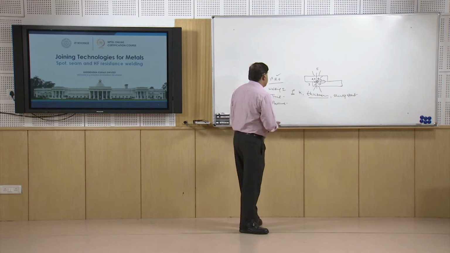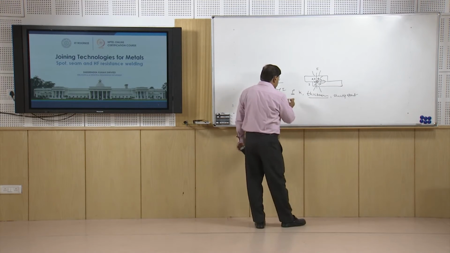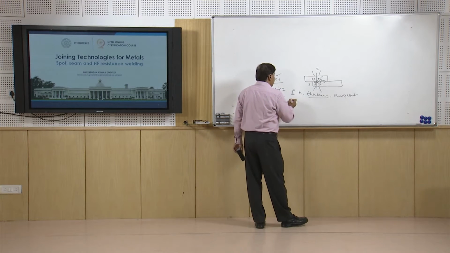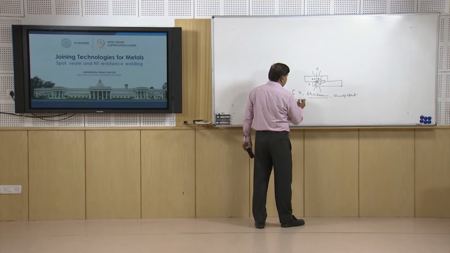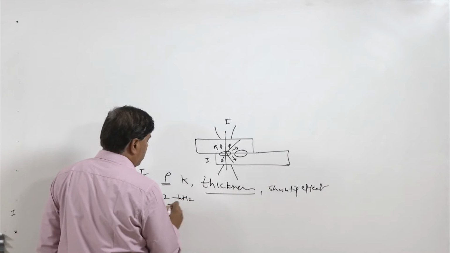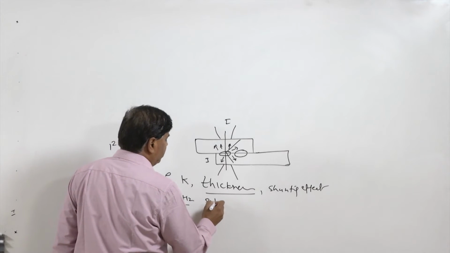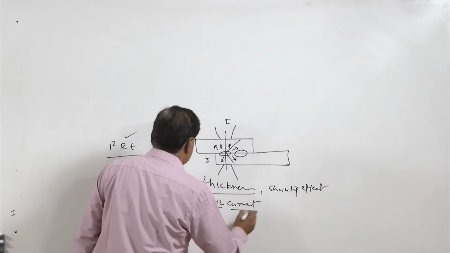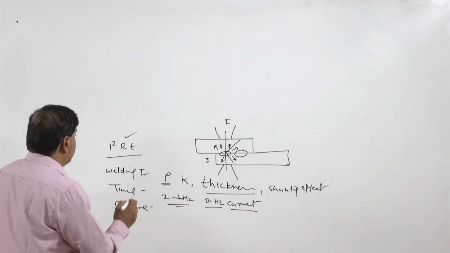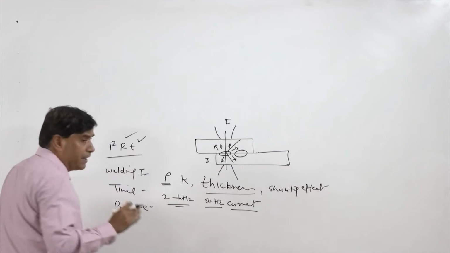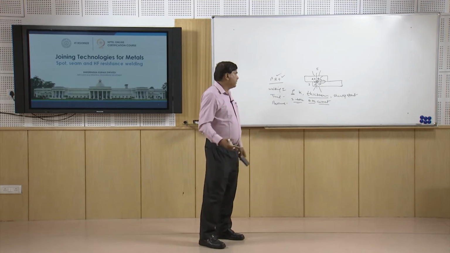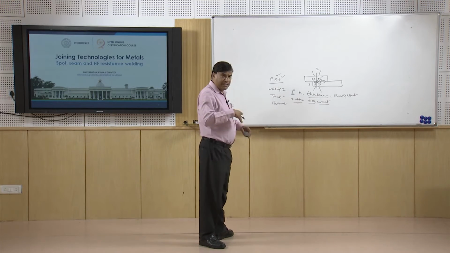Thereafter we have the time, which is normally measured in terms of hertz, like it may be 2 hertz to 100 hertz for the 50 hertz current. So, if we see this equation, time directly affects the heat being generated during the spot welding process or the resistance welding process.